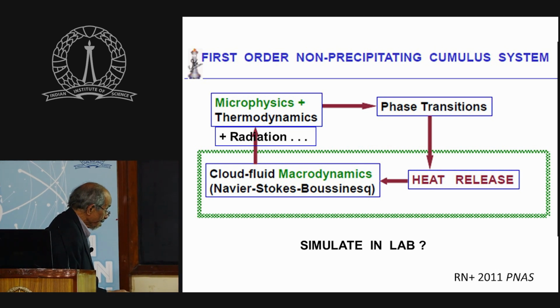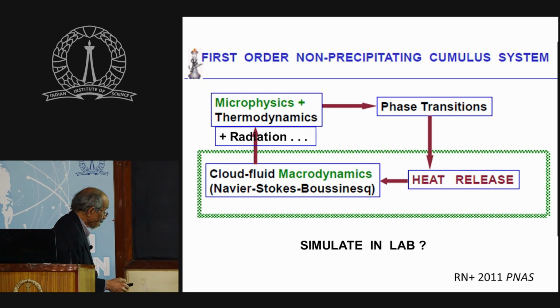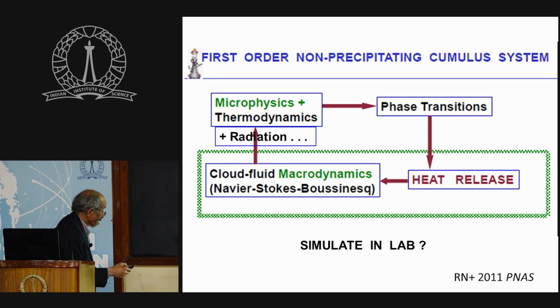Let's say we have clouds coming out here. First of all, if clouds have water vapor, they can undergo phase transitions. The vapor can go to liquid, and because of latent heat, that releases heat. We are adding heat to the flow, and that affects the dynamics because it's convecting, affecting the cloud flow macrodynamics.